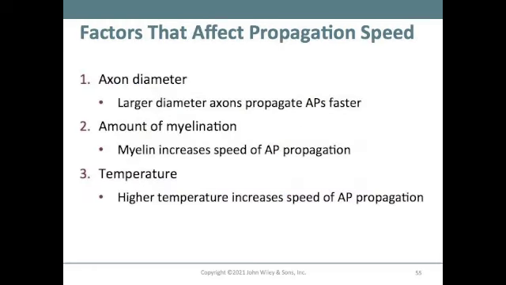So there are some factors that affect the propagation speed. One is axon diameter. The larger the diameter, the faster the propagation. Another is the amount of myelination. Myelinated cells are going to propagate much faster than non-myelinated. And then temperature. Higher temperature increases the speed of propagation.